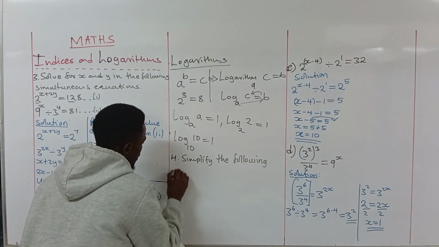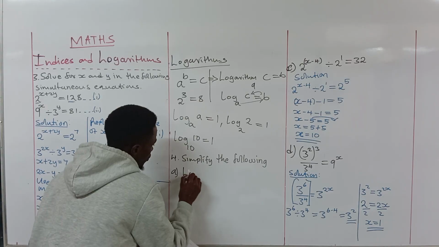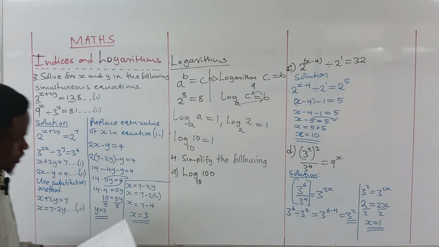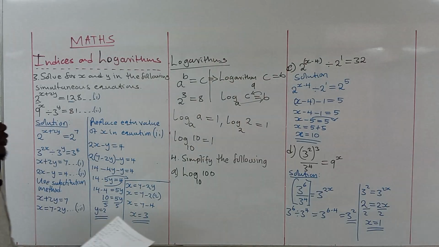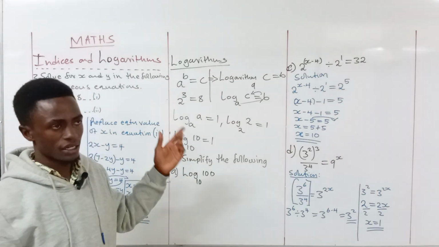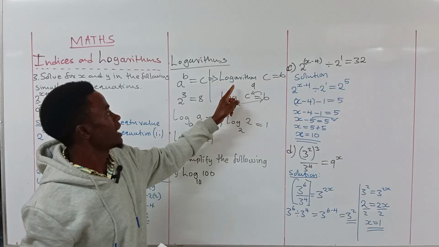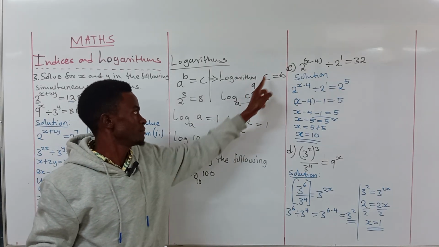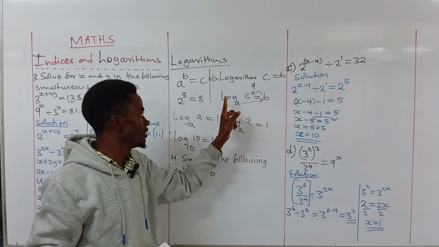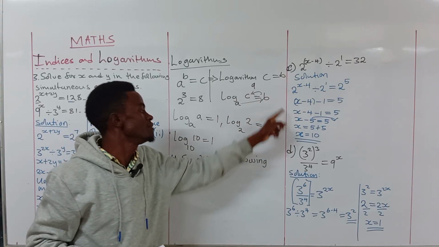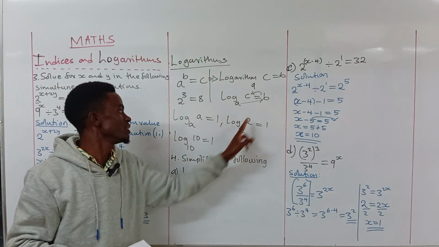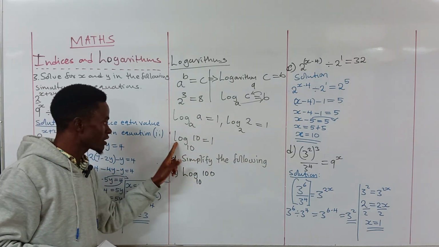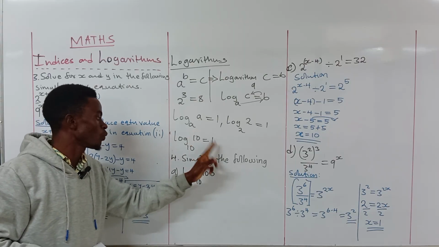And the following part A is the log of 100 base 10. You should be very careful on how logarithmic numbers are read. They are read as logarithm of c base a. Logarithm of c base a is b. Logarithm of 2 base 2 is 1. Logarithm of 10 base 10 is going to be 1.